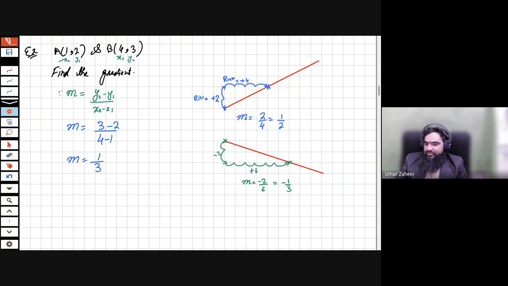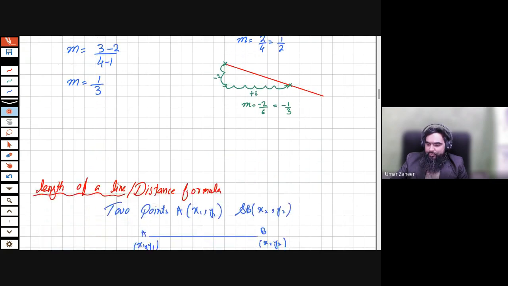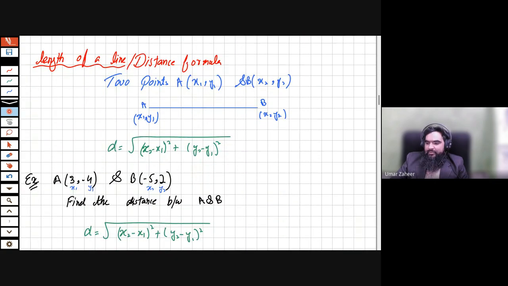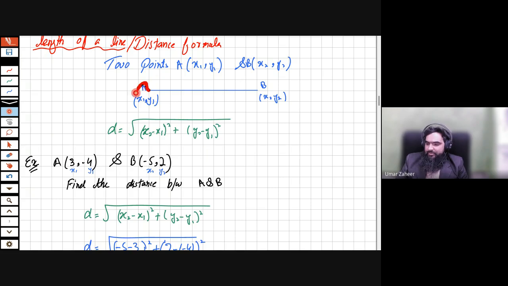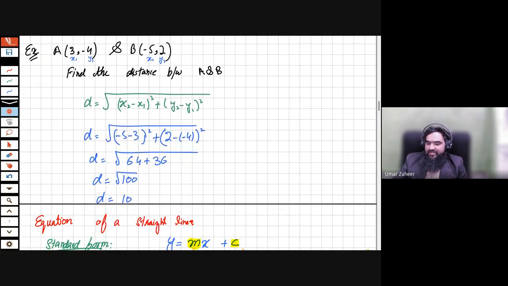Then we have done the questions in which we find the gradient by using the graph as well as by using 2 points given by the examiner. Then the length of the line, or the distance formula. For example, you have 2 points and you need to find the distance between them. The formula is the root of x2 minus x1 whole square plus y2 minus y1 whole square, and we have done the example.